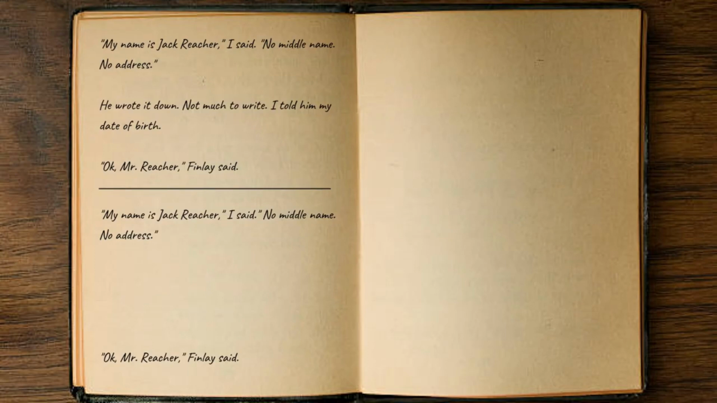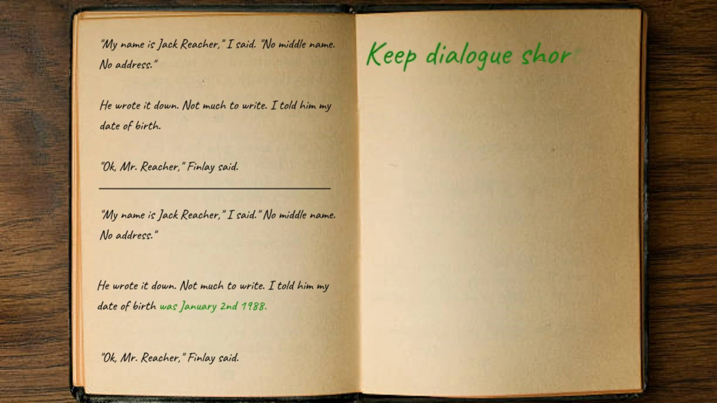If Jack Reacher had said, "He wrote it down, not much to write. I told him my date of birth was January 2nd, 1988." It's completely unnecessary to include this information. It adds nothing to the story and distracts the reader from the important dialogue. Keeping things short and to the point is better for the reader.